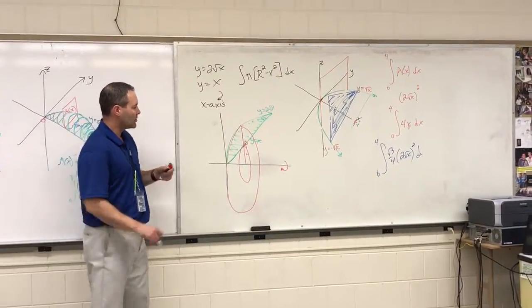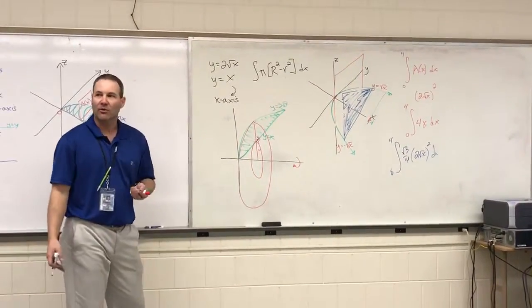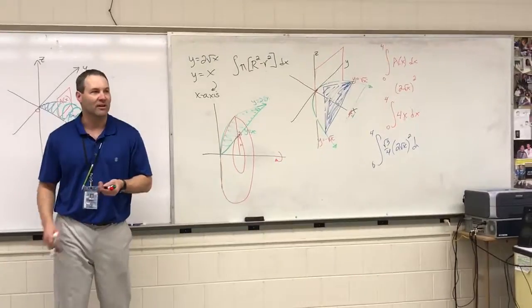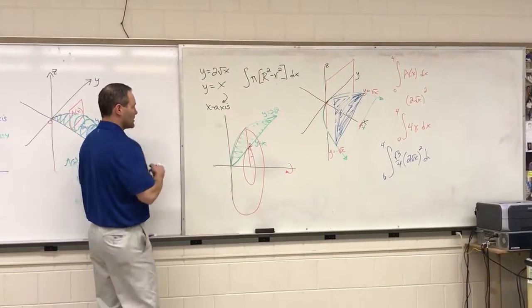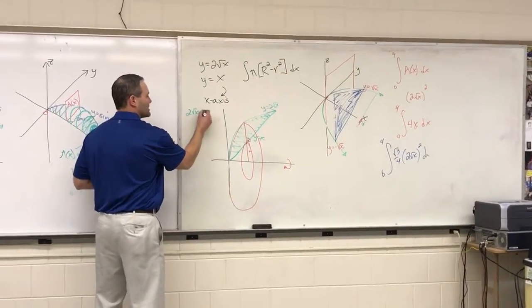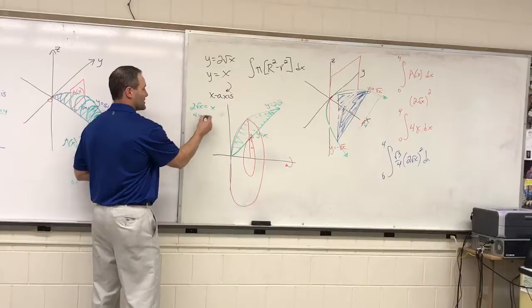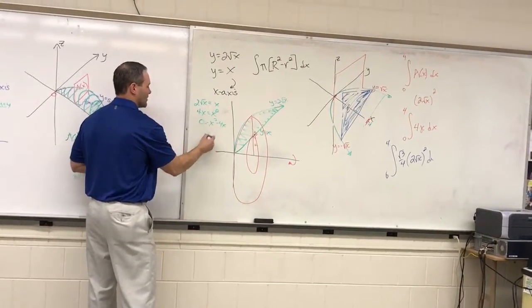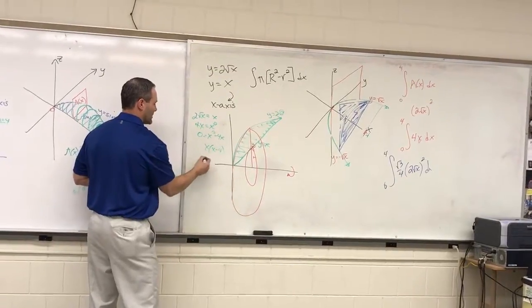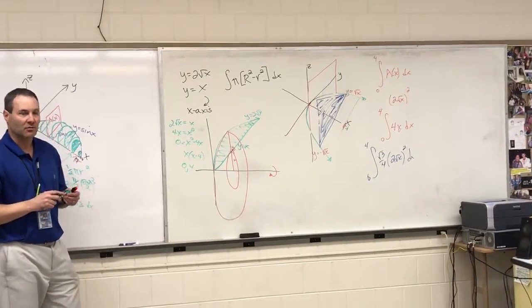Why'd you use brackets? So we're integrating from here to here. Where am I integrating from? What do I have to do? Set these equal to each other. Right, find the point of intersection. So I have 2 square root of x equals x. Square both sides: 4x equals x squared, so x squared minus 4x equals 0, x times x minus 4, so it's 0 and 4. So we're integrating from 0 to 4.